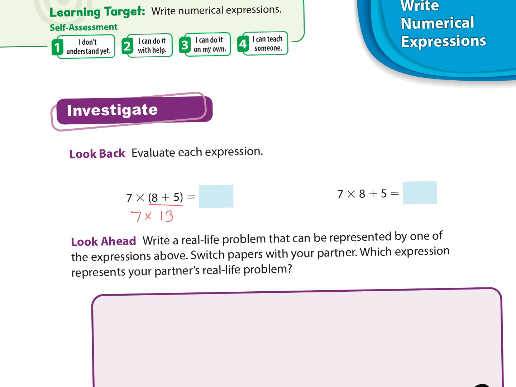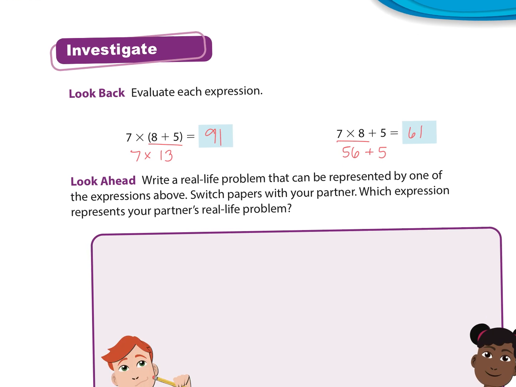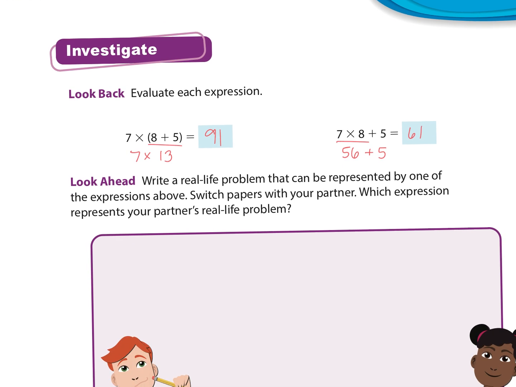Yeah. 91. Okay. Well, if I solve this one first, because it's multiply, I have to multiply before I can add. There's no parentheses, so now I just go straight in order, multiply, divide, then add, subtract. This is going to be 56, and then plus 5, which equals 61.